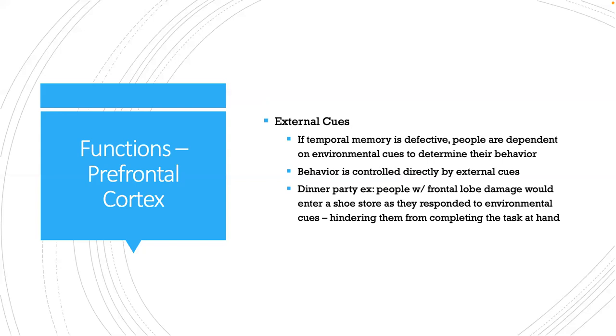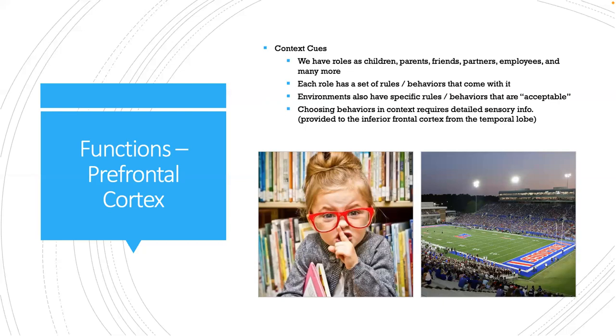Okay, so context cues is the next category. I think most people would probably agree that your behavior around, say, your grandparents is somewhat different than your behavior around your high school friends or even your work colleagues. Each role that we have in life is governed by certain rules that we're expected to follow. So our behavior varies by environment as well, such as being at the library versus being at the football game. You're going to probably act very differently in those two situations. Behavior that is appropriate in one place or in one moment may prove very inappropriate in a different context.